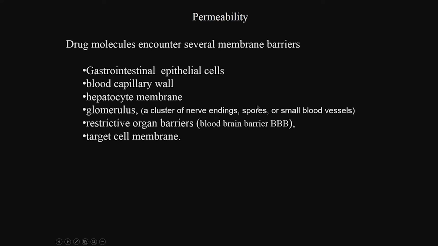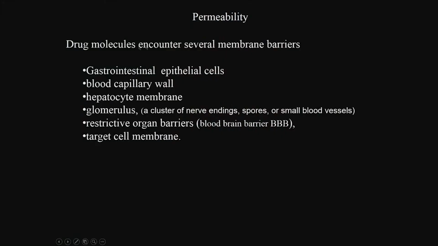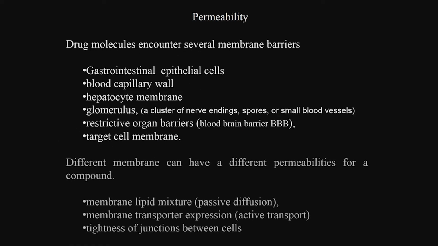There is a barrier which separates the brain from the rest of the blood region, to prevent toxins or viruses crossing and going into the brain. It allows only small molecules, glucose and oxygen. Then the target cell membrane. So, the drug has to encounter so many membrane barriers before it reaches its target site. Different membranes can have different permeabilities.